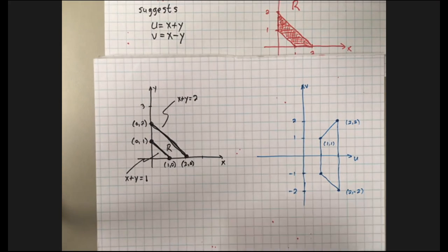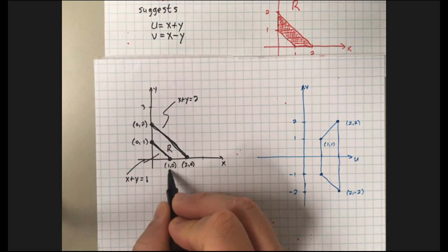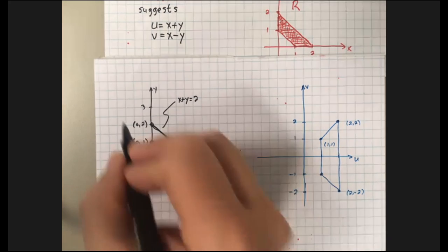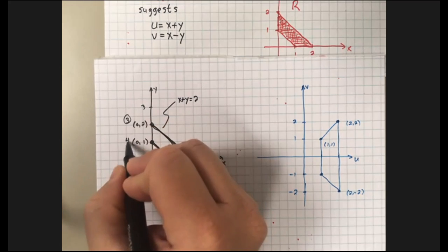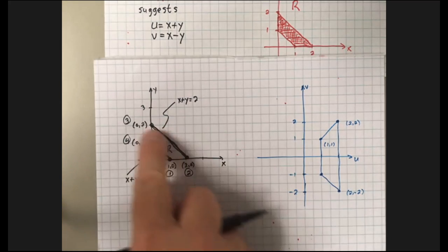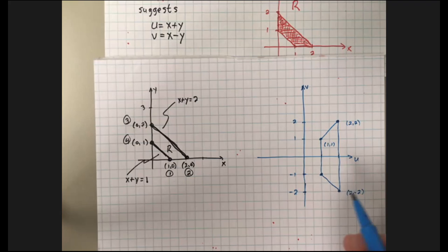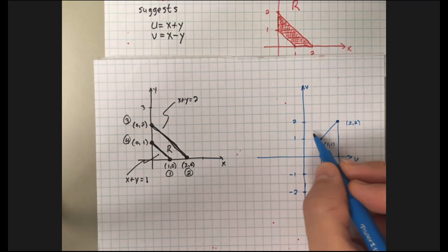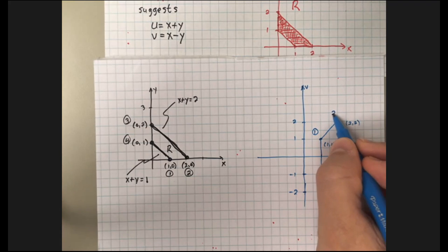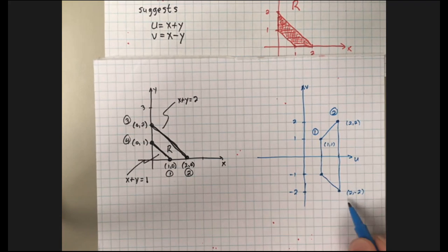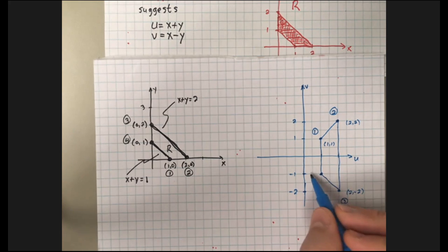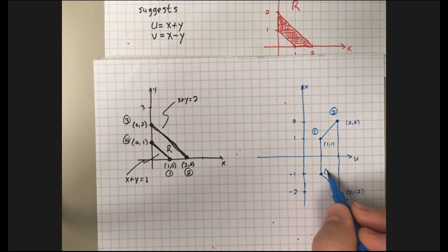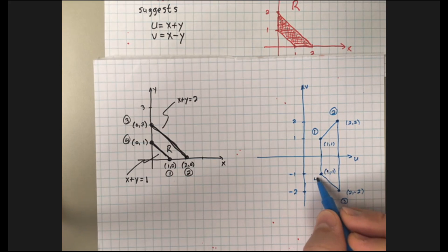I want to name these points 1, 2, 3, and 4. Call those corners 1, 2, 3, and 4, and then carefully track where they went in this drawing. They went to this point, 1, 1, this point, 2, 2, this point, 2, -2, that's the third corner, and this point, which was 1 and -1, that's the fourth corner.